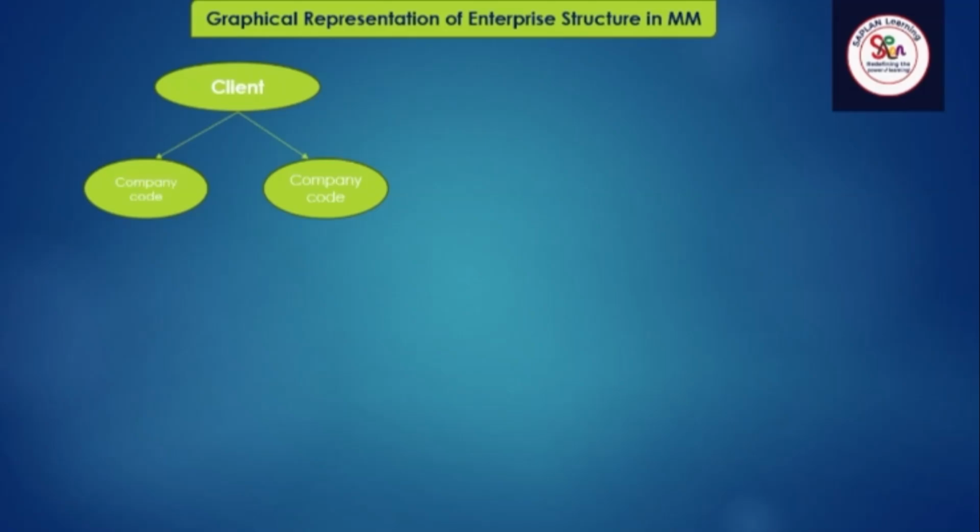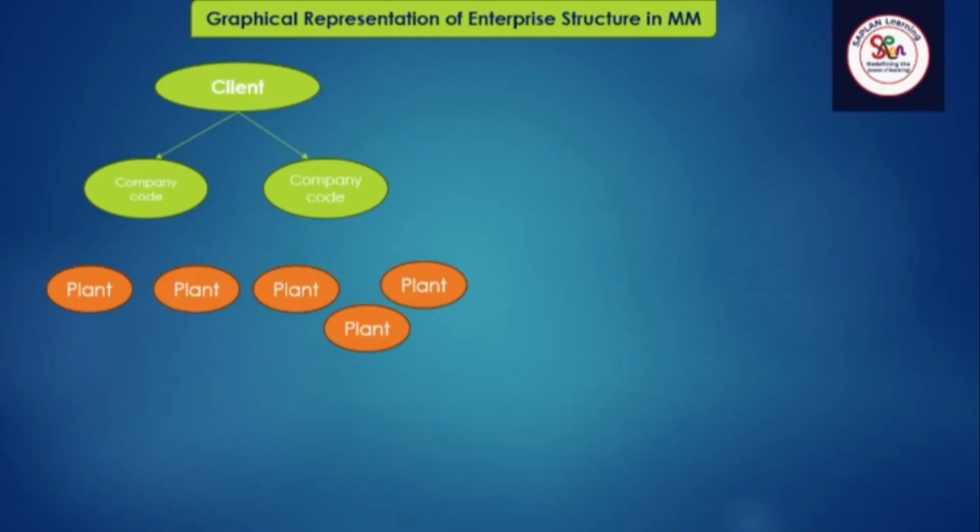And client is connected to different company codes, multiple company codes. You can create a single company code or multiple company codes depending upon your requirements. And under this company code, we can go to the next organization unit in material management, that is called plants. What is the plant? A plant is an independent physical and highest organization unit in material management. In SAP systems, for any material movement, the location has to be defined as a plant.